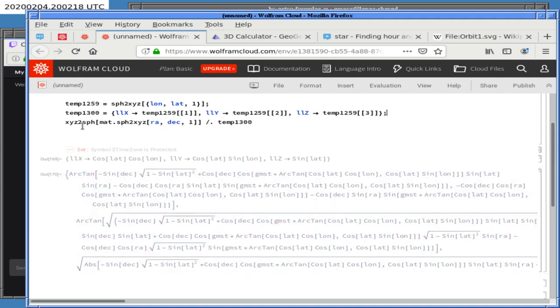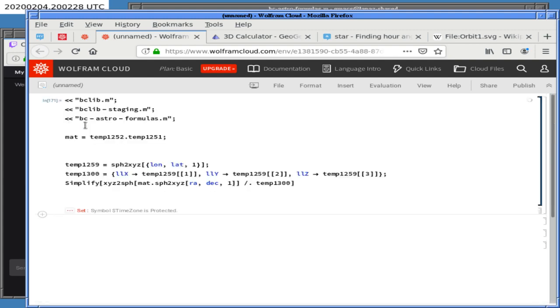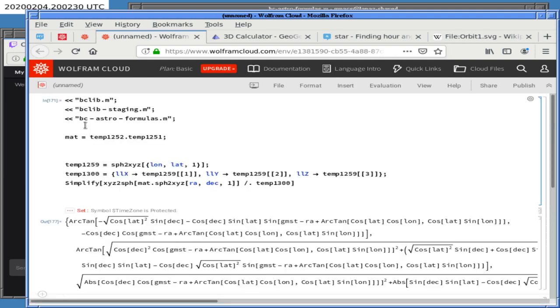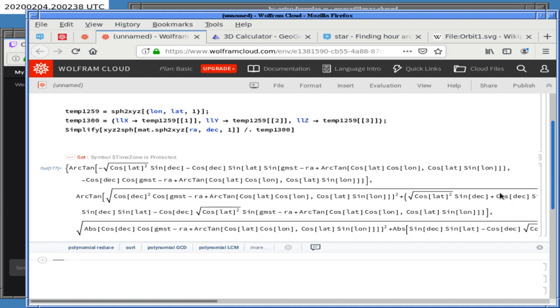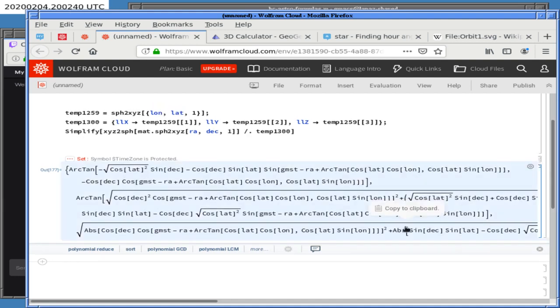Now, in theory, it'll simplify to whatever RA deck blah, blah, blah is. But realistically, I'm not sure that it will. Well, that's actually not too bad. What's interesting, by the way, is the third parameter here is 1, even though it's very, very difficult to see that it is equal to 1. Okay.